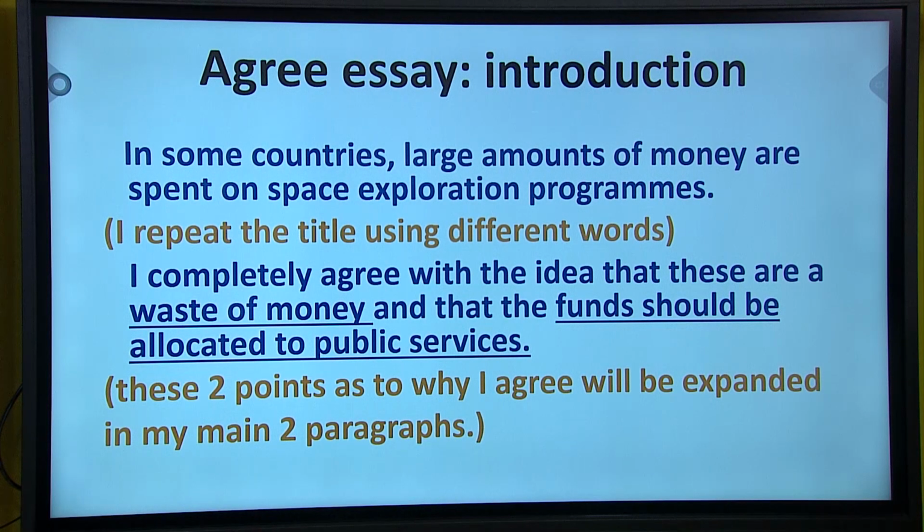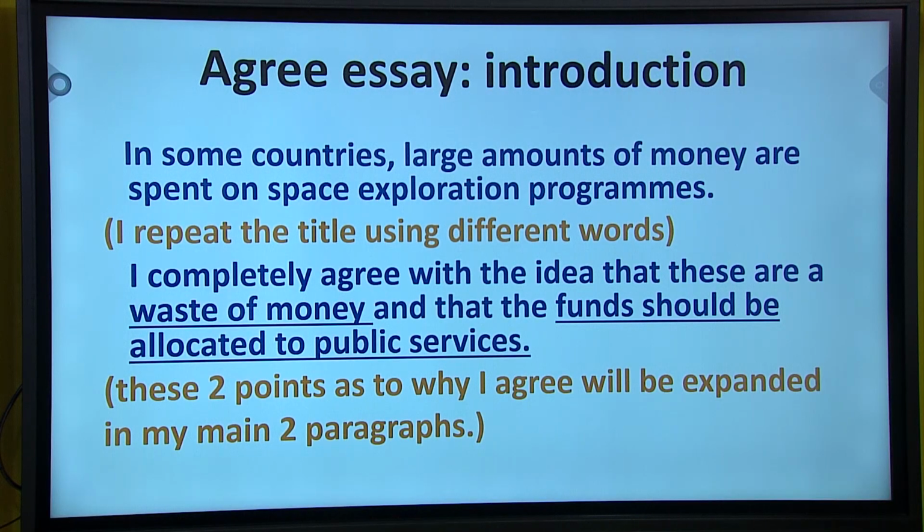So why have I underlined those 2 points? A waste of money. That is what my first paragraph in the main section is going to look at. The fact that I think it is a waste spending it on space development. And the second statement, the funds should be allocated to public services, that is going to be the main idea dictating my second main paragraph. Okay, so I already in my introduction have shown the two ideas which I am going to consider in my essay. Okay, in fact, these 2 points as to why I agree will be expanded in my 2 main paragraphs.